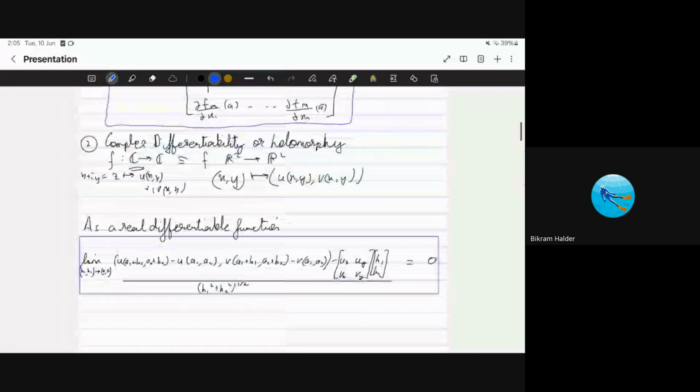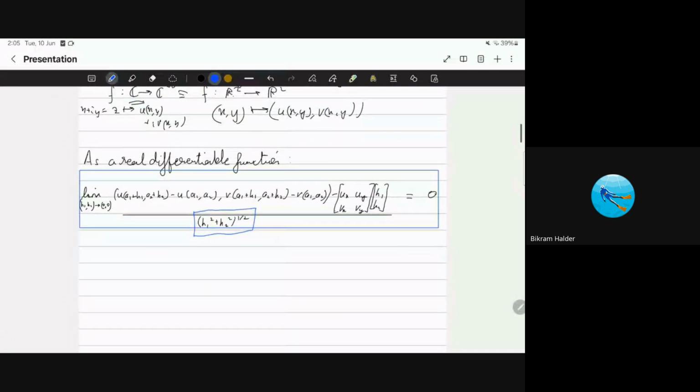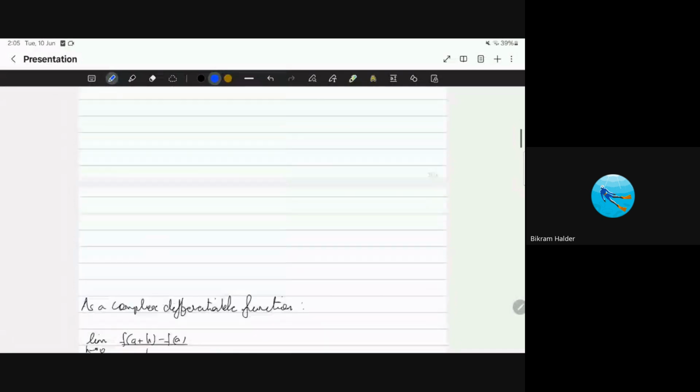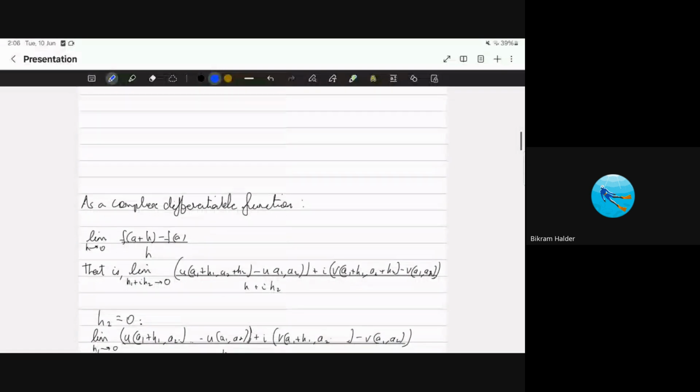So in the case of real differentiability, when we talk about R2 to R2, here in the denominator we have the norm of h, which is the square root of h1 square plus h2 square. But C itself is a field, and it makes sense to talk about division in that field, right? So for complex differentiability, what we should be interested in is this limit going to 0, or this limit existing.